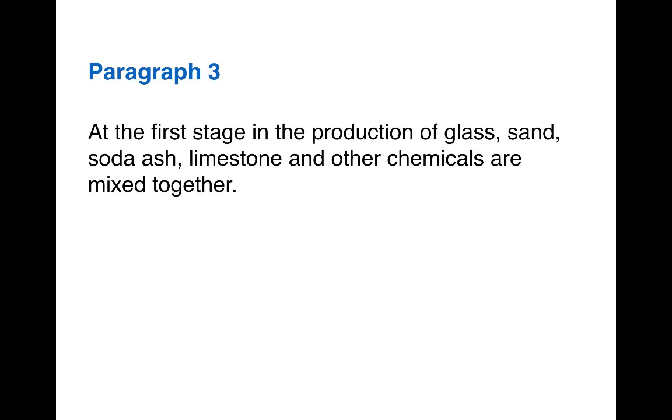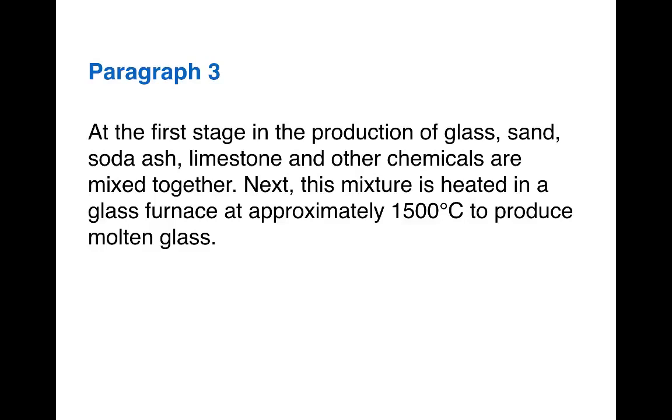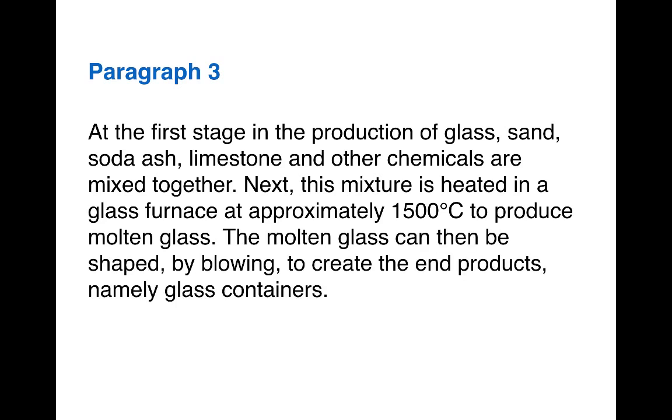The first one, at the first stage in the production of glass, sand, soda ash, limestone and other chemicals are mixed together. Second sentence, next, this mixture is heated in a glass furnace at approximately 1500 degrees C to produce molten glass. Third sentence, the molten glass can then be shaped by blowing to create the end products, namely glass containers. And that's paragraph 3 finished.